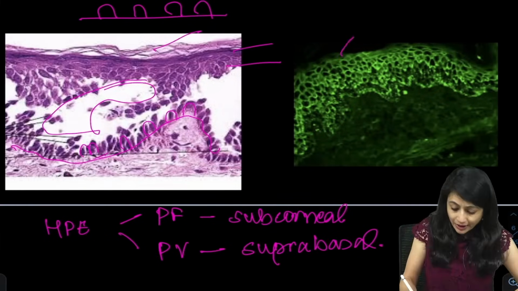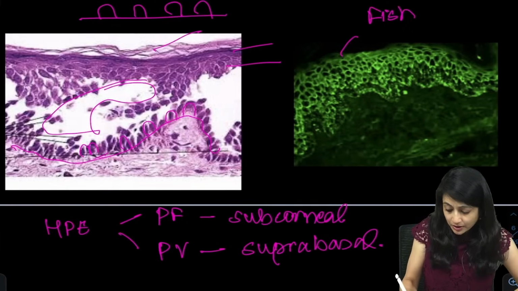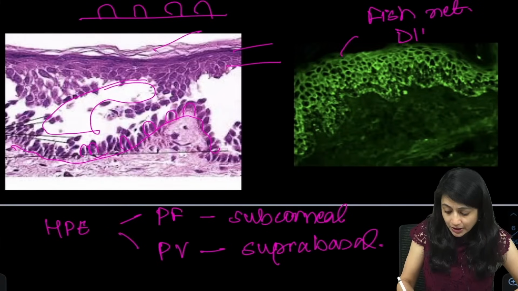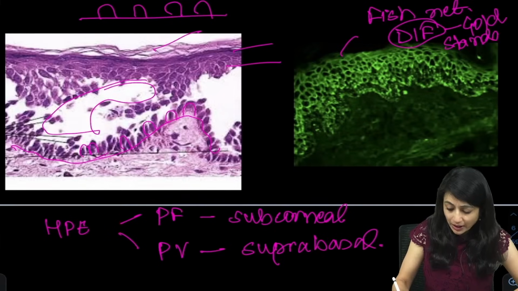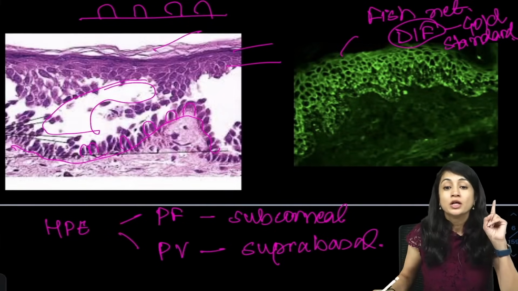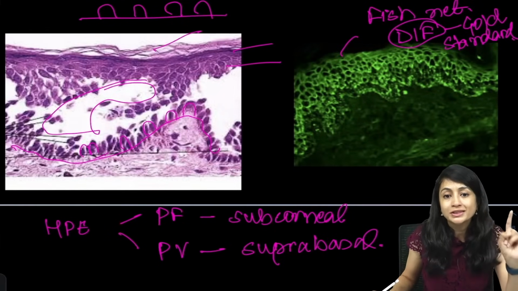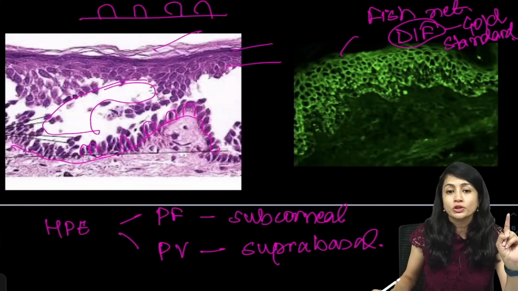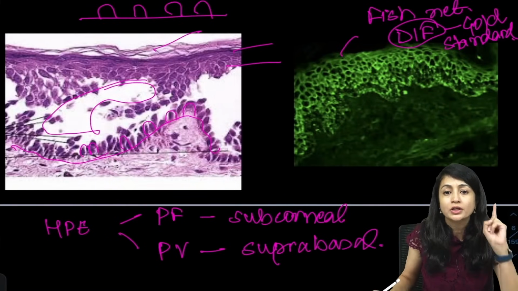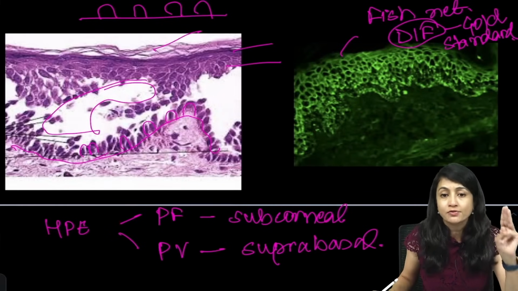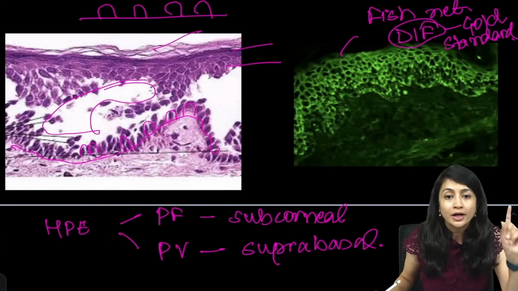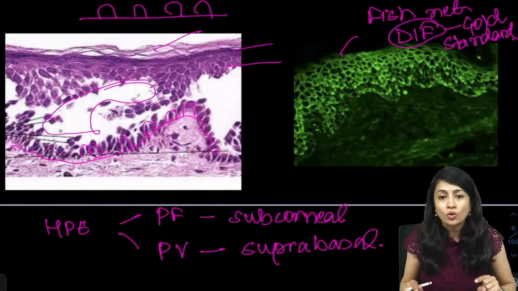Yes, absolutely right. It is the fishnet appearance which is seen in DIF, which is the gold standard test for diagnosing immunobullous disorder. So if I have a question, gold standard test for diagnosing immunobullous disorder, it is not histopathology, it is not Tzanck smear, it is direct immunofluorescence, which is the gold standard test, right? So you should be clear about all these facts.